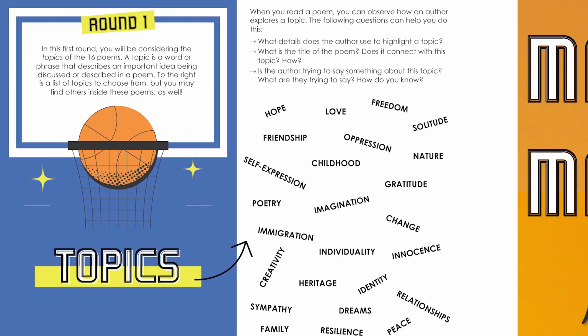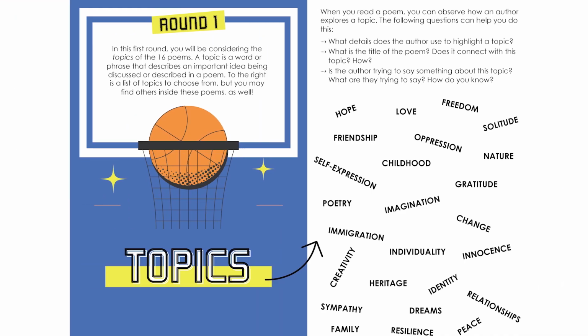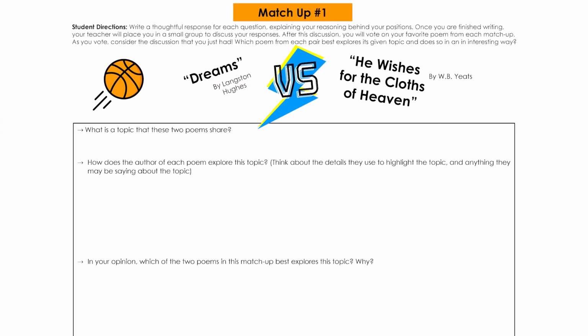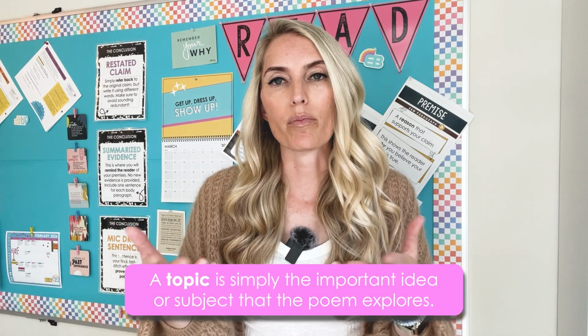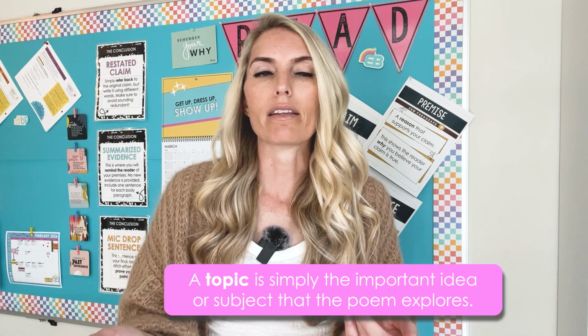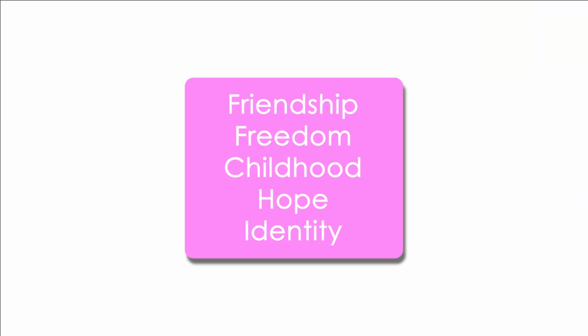All right, so round one is all about analyzing topics. So students are focusing just on examining two poems at a time against each other, and they're determining what topic the poems share. So a topic is simply the important idea or the subject that the poem explores. We might be looking at things like friendship, freedom, childhood, hope, identity, things like that.